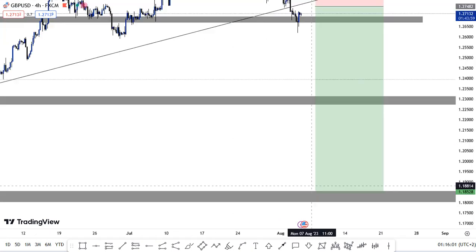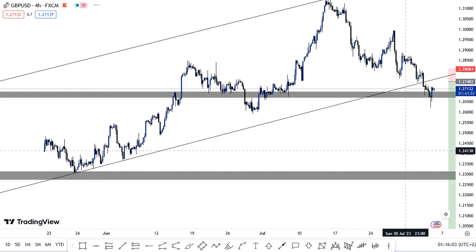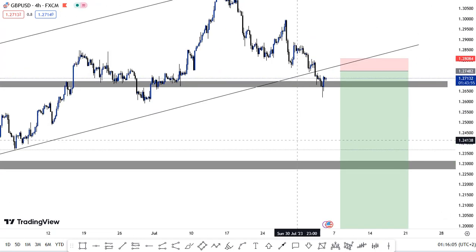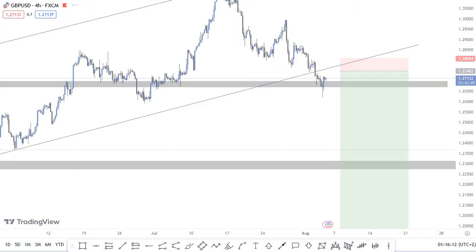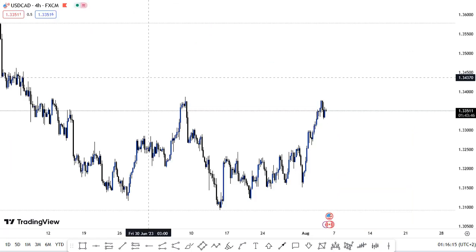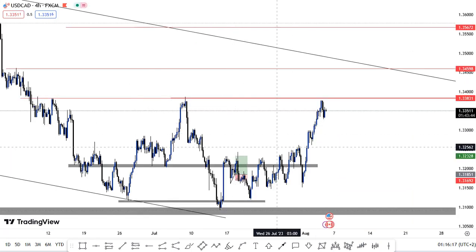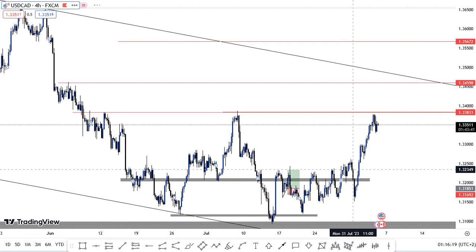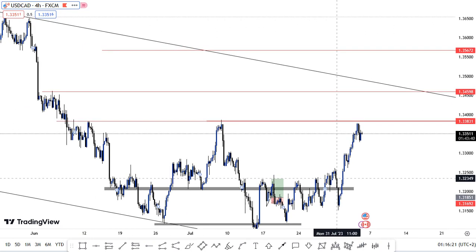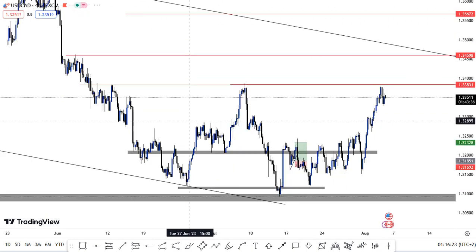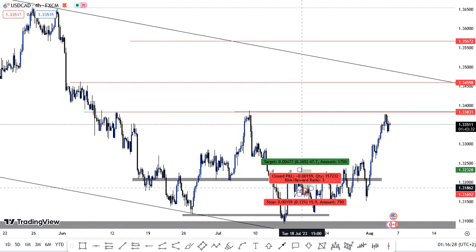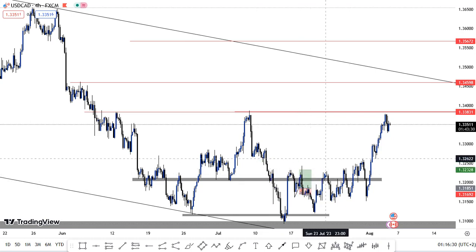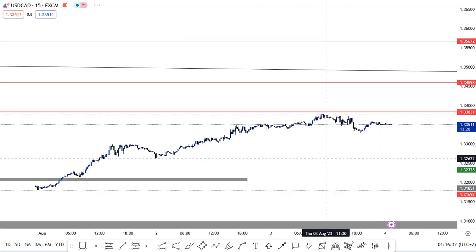GBP USD. Then let's check USD CAD. That's for correlation. That's what we call correlation, bro. So for GBP USD, it was fine, bro. And here, the chart, you can see it's too dead, but it's profitable, bro. Look at the things we do here. It's too much.